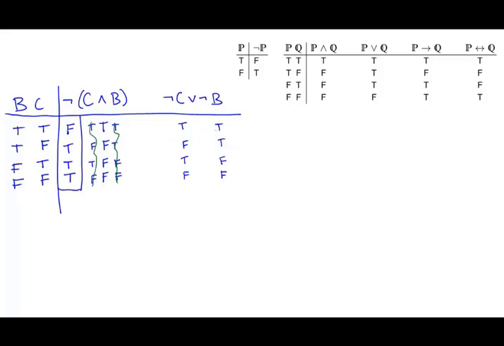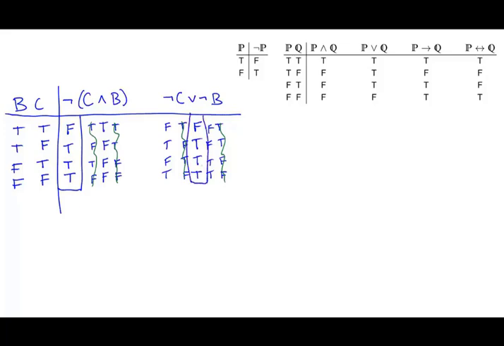Go over to the right-hand side. We've got to calculate these two negations. We can do that quickly. Use those two columns to calculate the disjunction. Two falses under the disjunction make it false. A true and a false makes it true. A false and a true makes it true. And two trues makes it true.